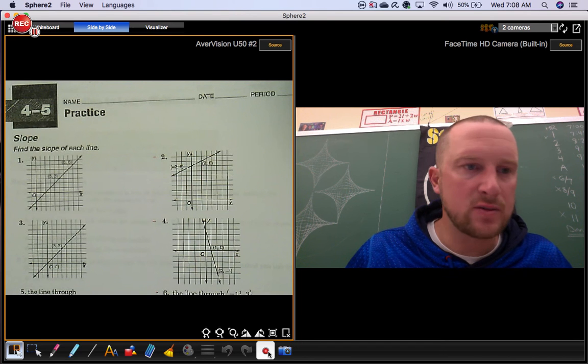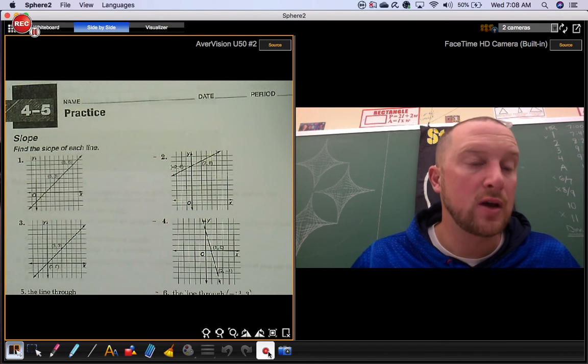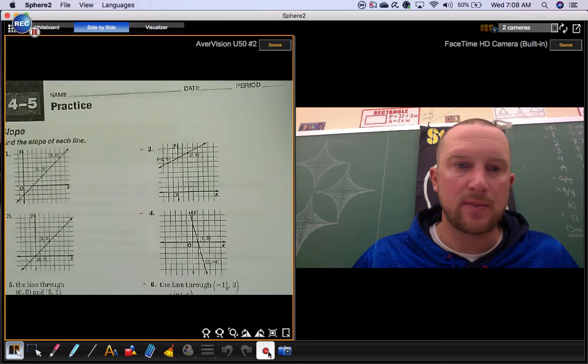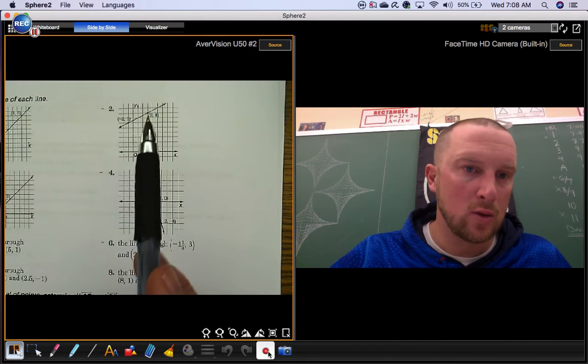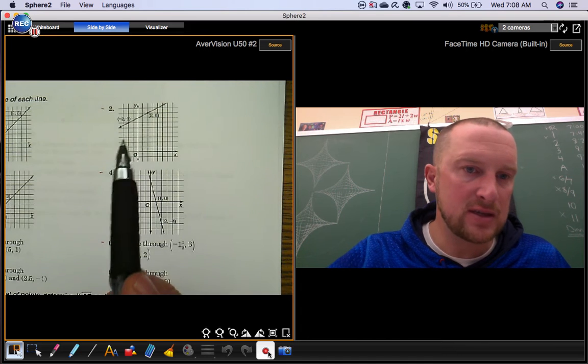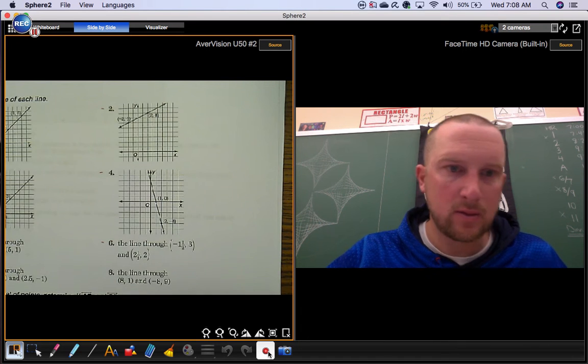The practice worksheet for section 4.5. We need to find the slope of each line. We're going to look at number 2. When your line is graphed, it's really easy to find your slope by counting.